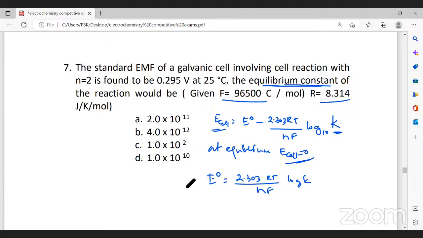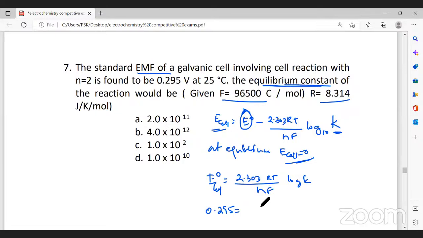What is given? They've given you the EMF as 0.295. Sorry, this becomes 0. This is E naught cell, what I told is correct. So what they've given is 0.295.